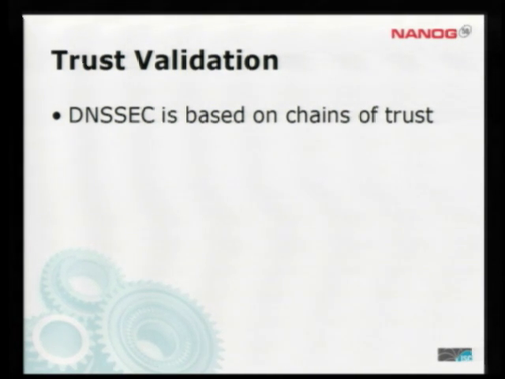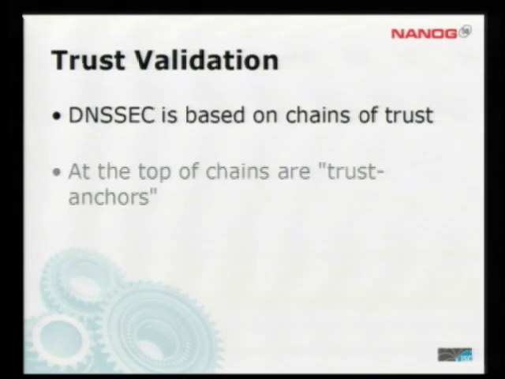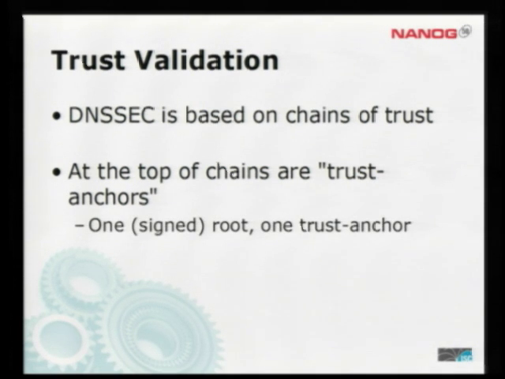DNSSEC is based on a chain of trust. At the top of every chain of trust is a trust anchor. The trust anchor is one of two things. It is either a hash of the public portion of the key that is used to sign the zone, or it is the public portion of the key itself. One signed root means one trust anchor.